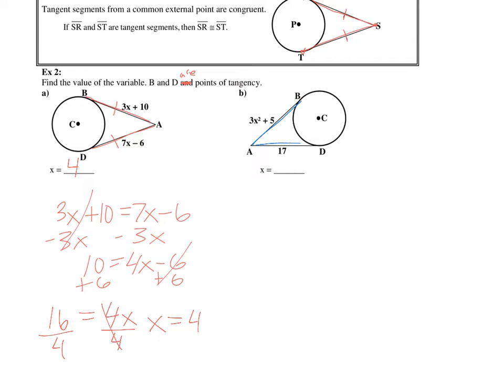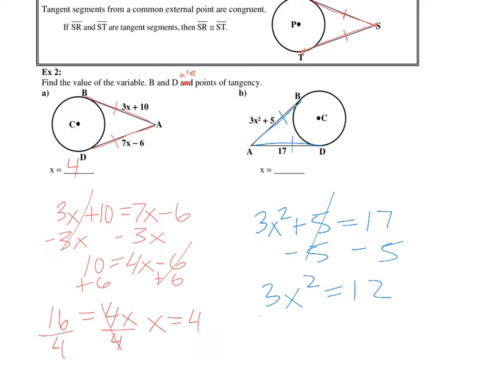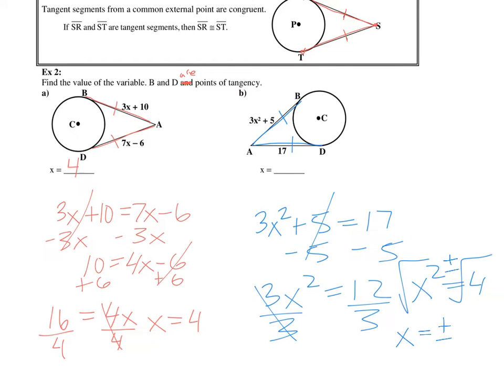These two segments are tangent to the circle, so they're congruent. So I have 3x squared plus 5 is equal to 17. All right, then here I'm going to subtract 5. 3x squared equals 12. Then I'll divide by 3. X squared equals 4. Then I'll take the square root of both sides. Don't forget to include positive, negative, and x is equal to positive negative 2.